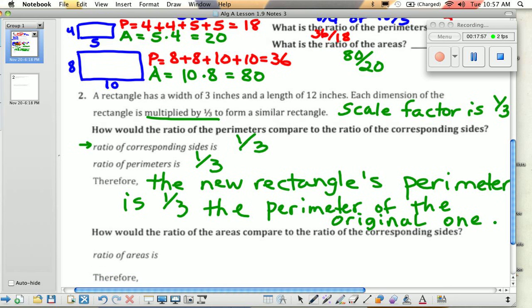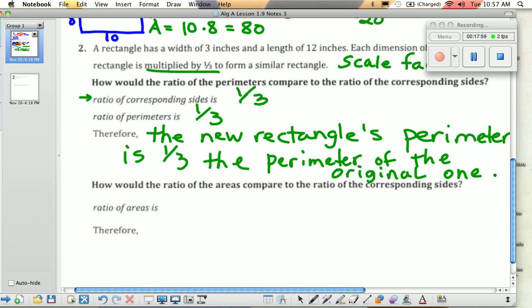Anybody have questions? Because the next thing they're going to ask is how would the ratio of the areas compare to the ratio of the corresponding sides? Remember, what words can we put in place of ratio of corresponding sides? Scale factor. They're really asking us, how would the area change according to the scale factor? Well, since our scale factor is what? What's our scale factor again?